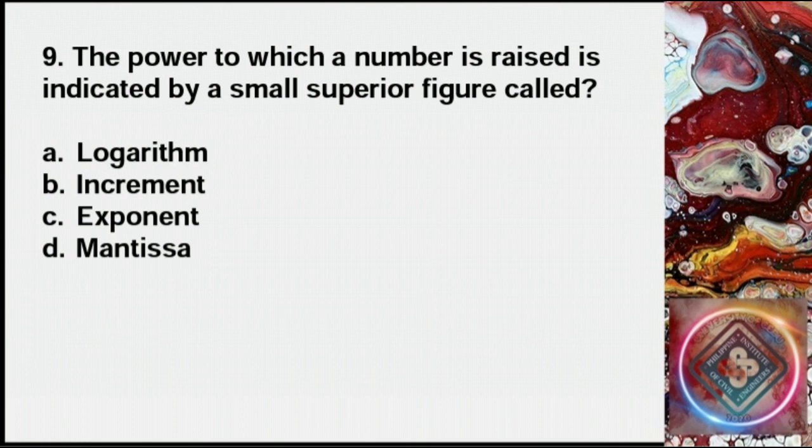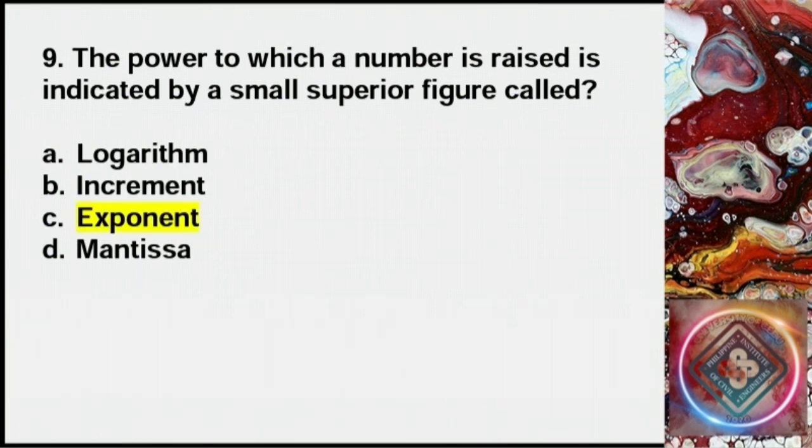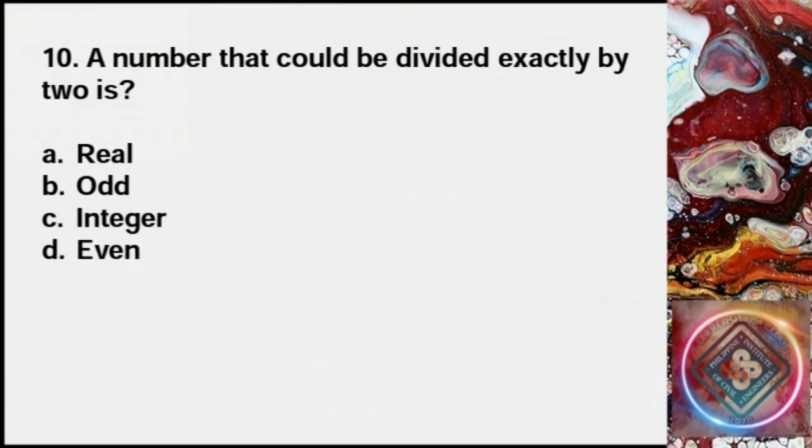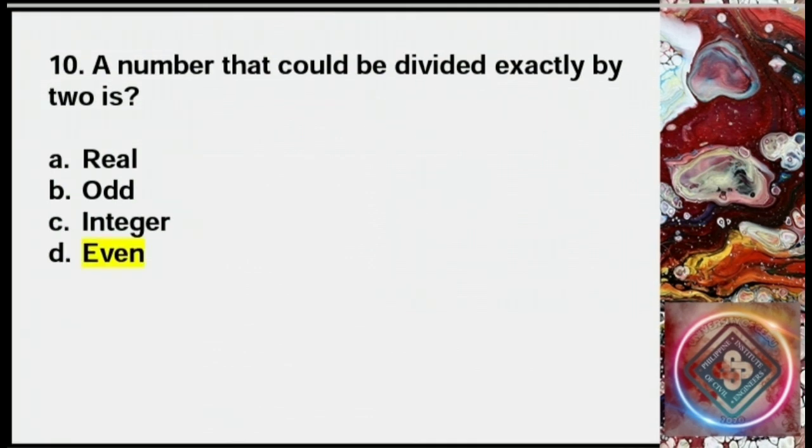9. The power to which a number is raised is indicated by a small superior figure called A. Logarithm, B. Increment, C. Exponent, D. Mantissa. C. Exponent. 10. A number that could be divided exactly by 2 is A. Real, B. Odd, C. Integer, D. Even. D. Even.